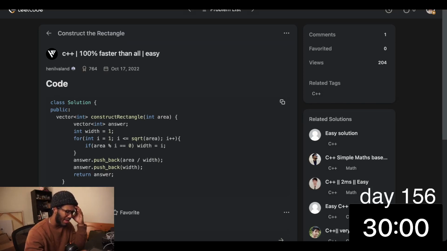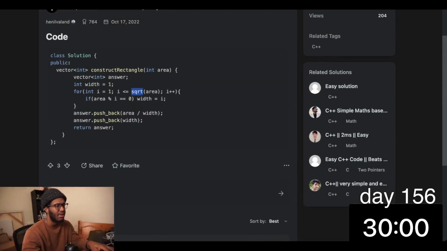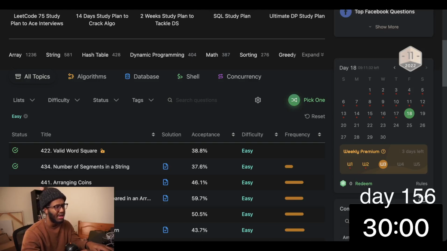So yeah, they gave us the hint that the width is never greater than the square root of the area. So now we're going to iterate from 1 to the area. If area mod I equals 0, width is equal to I. Okay. That's interesting. I think we were definitely close.